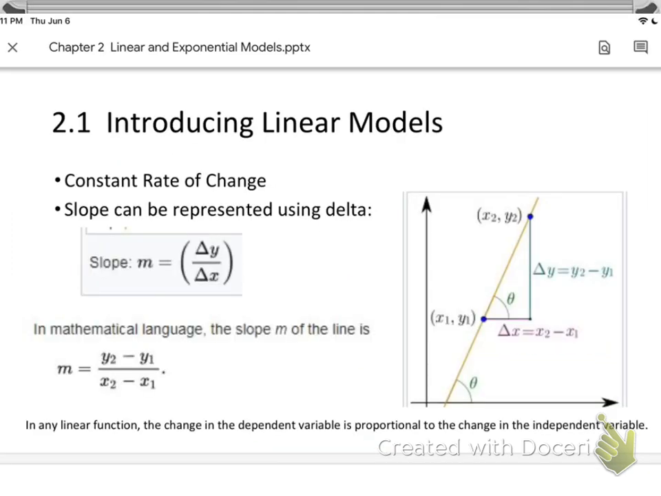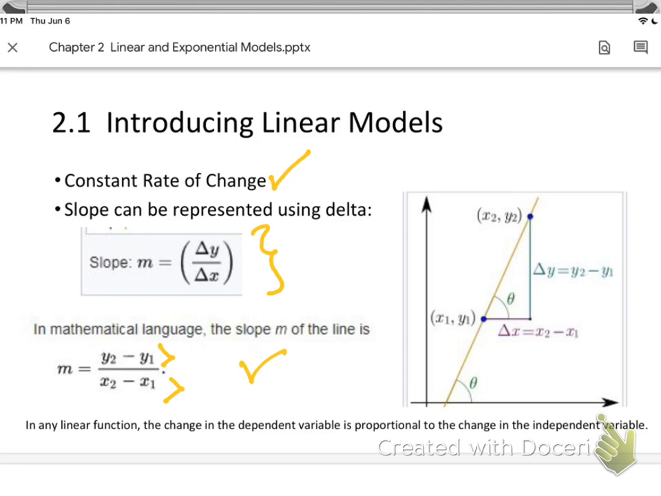Okay, we talked a great deal about linear models in Chapter 1, but this is just another little reminder. So you can represent slope a couple of ways. You want to understand that it's a constant rate of change, and you also want to understand that you can use this delta symbol, change in y over change in x, and the delta is kind of a chemistry type symbol that is a change. That change is y2 minus y1 in the numerator, and it is x2 minus x1 in the denominator. All right, so this would be the mathematical language used to represent slope.